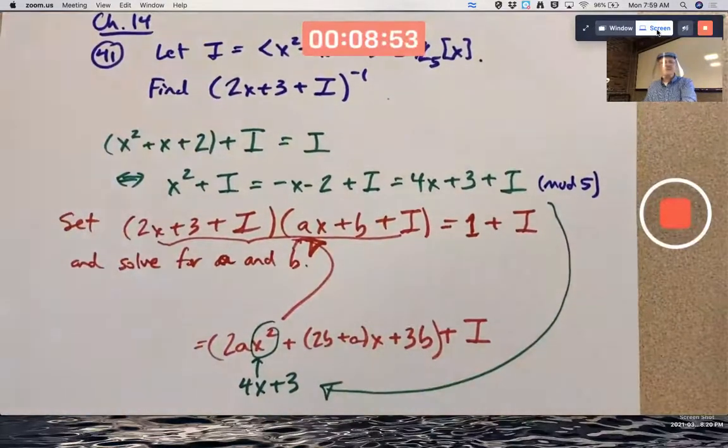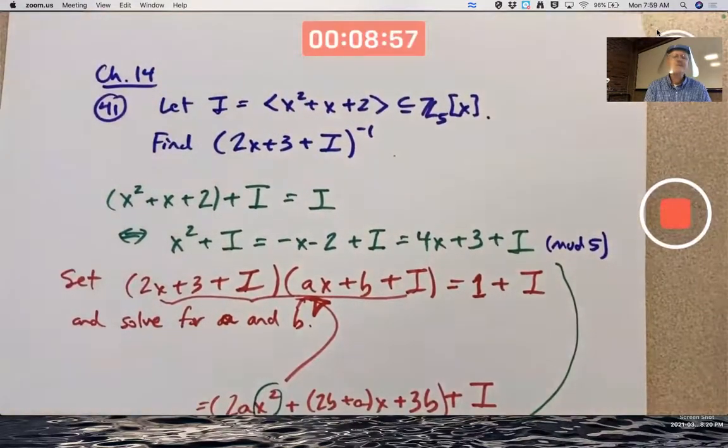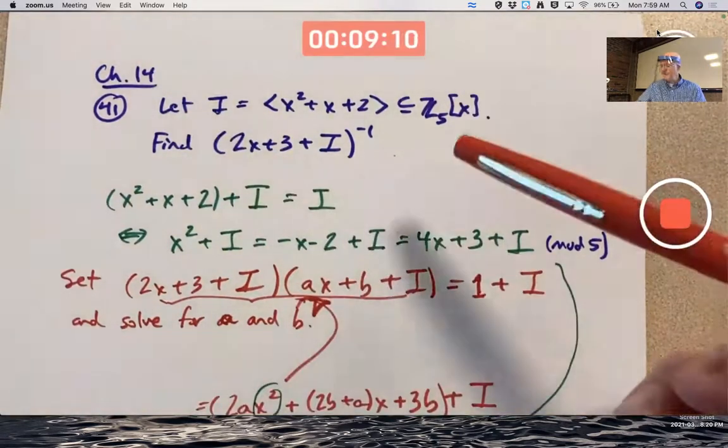Okay, let's see if we can work through this together. It is an important kind of problem to be able to do. It's getting at the kinds of things we want to be able to think about a lot these last 4 weeks of class. So we're thinking about the ring Z5[x].